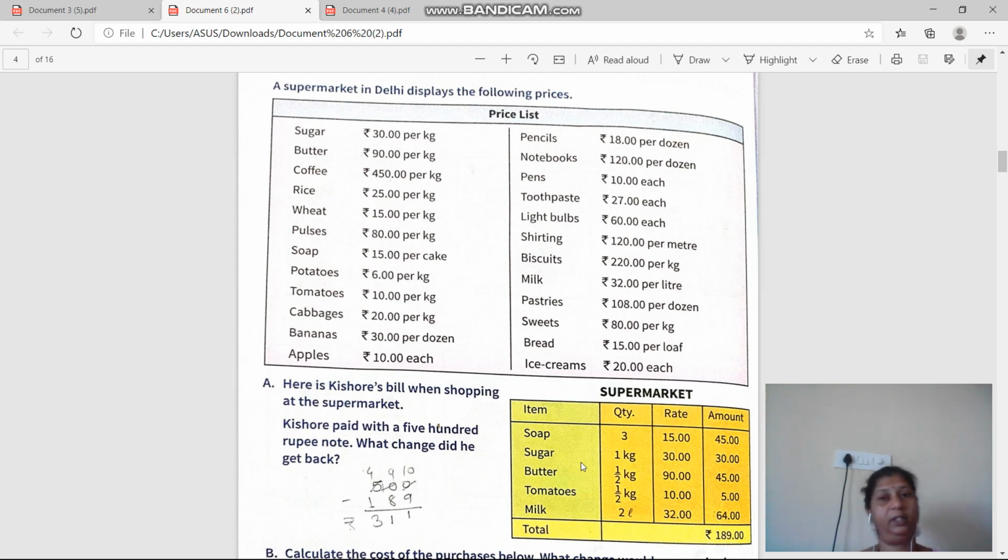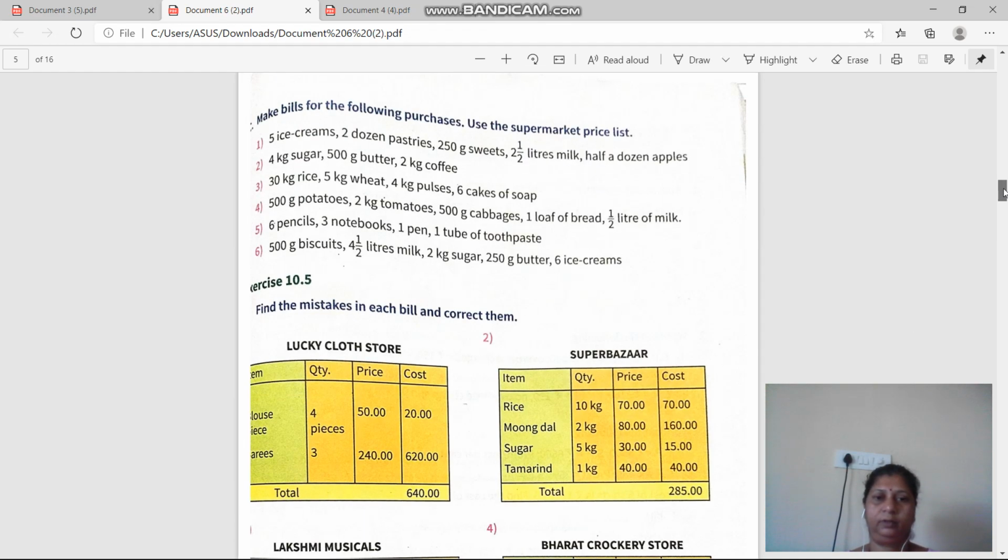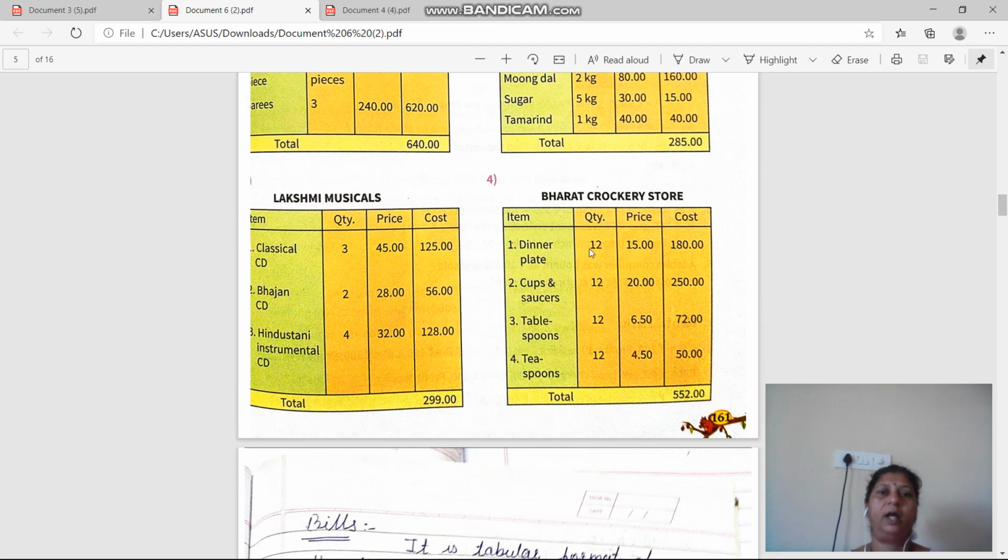And it should be in decimal also. Suppose I have said 1 liter milk is of 32.50 rupees. Then what is the price of 2.5 liter? Get it? Otherwise I can give you two items, the quantity of it. I will provide you the price. You have to calculate the cost.